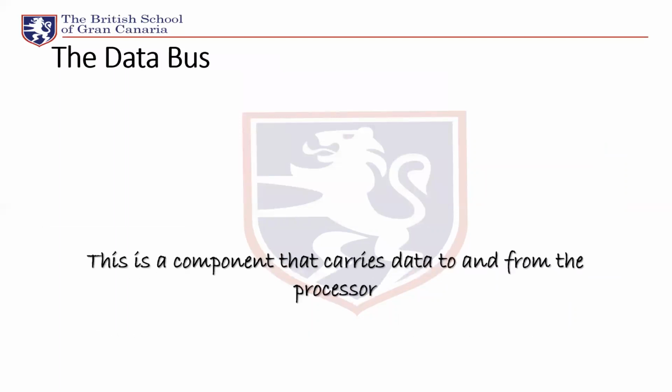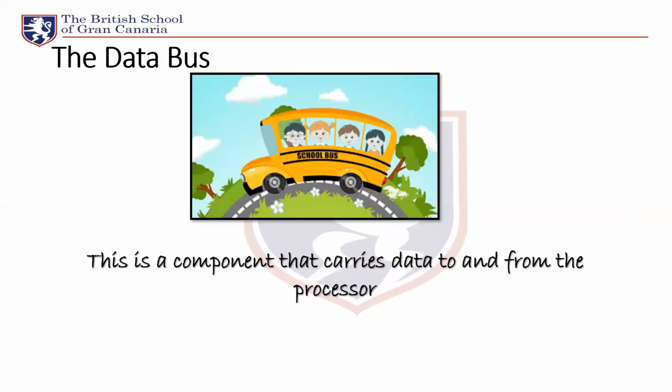Right, then we've got the data bus. What does the data bus do? So this is simply a component, like a part of the computer, that carries the data to and from the processor. Okay, so the processor is the brain of the computer. So obviously some information has to go to the processor for it to be processed. Then other information has to come from the processor so the computer can actually work and do what it's supposed to do. So think of this as like your school bus, okay? So you guys need to go from your home to school. Imagine school was the processor. Then you need to go back home again sometimes, okay?